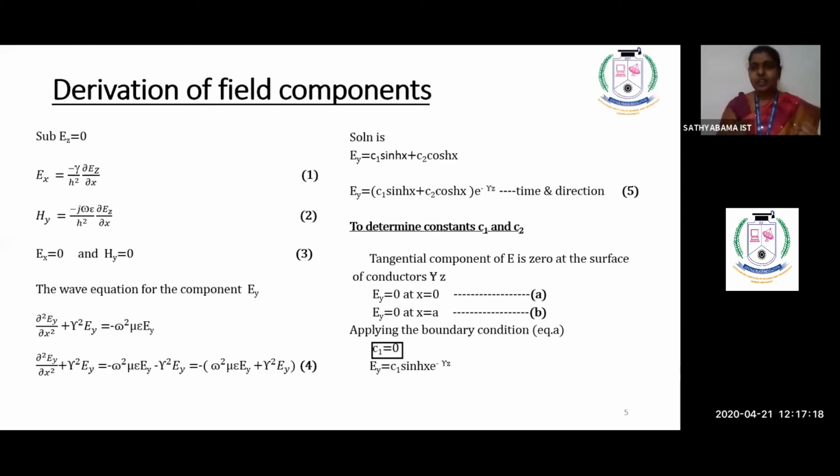Ez is not there, you have to find Hz. Ex is not there, you have to find Hx. Hy is not there, you have to find Ey. So the criteria now in your hand is Hz, then your Hx and your Ey. These are the three components and the aim of your derivation for the transverse electric wave. Okay, so now let us go.